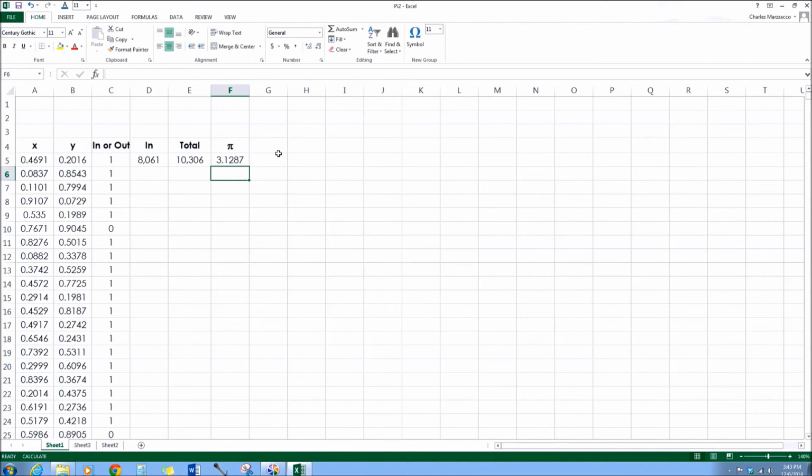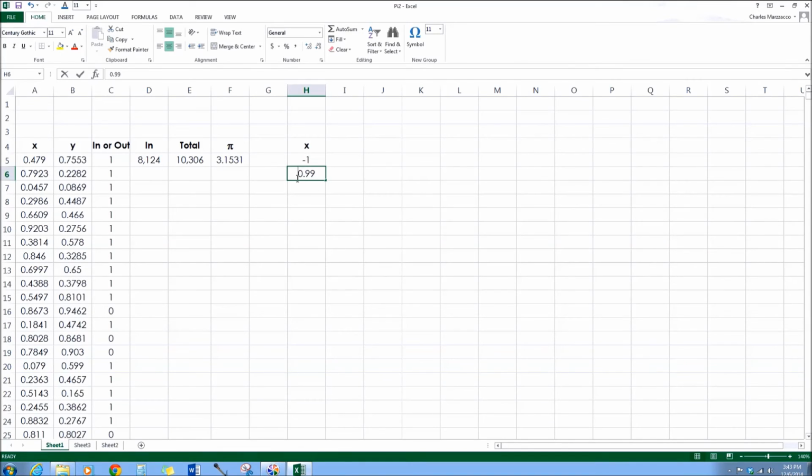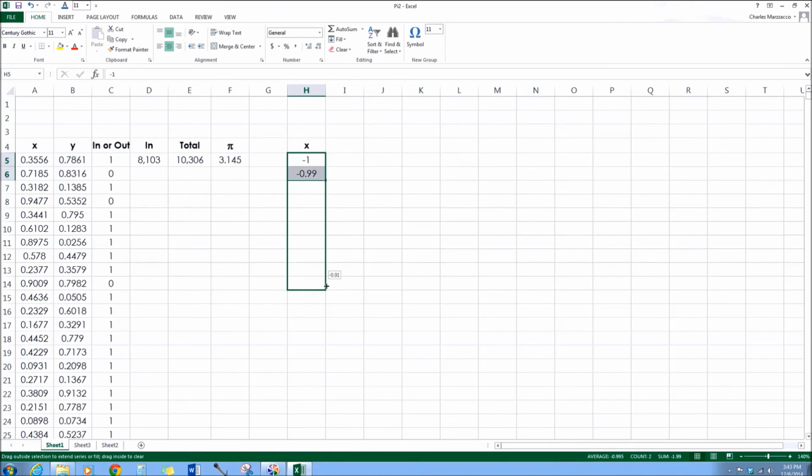Why don't you show them the graph? All right, I'm going to make a graph of a circle. Because it's called Excel graph 2, not Excel. So I'm going to put in x values from -1 to 1.